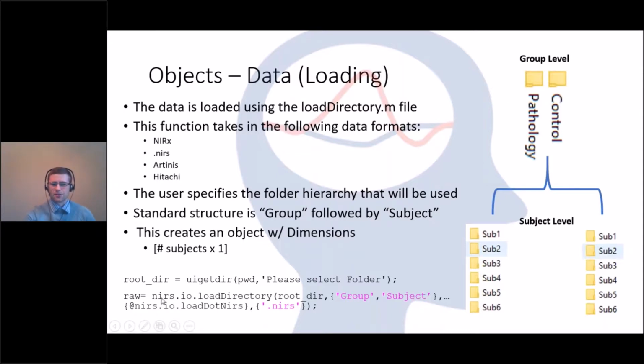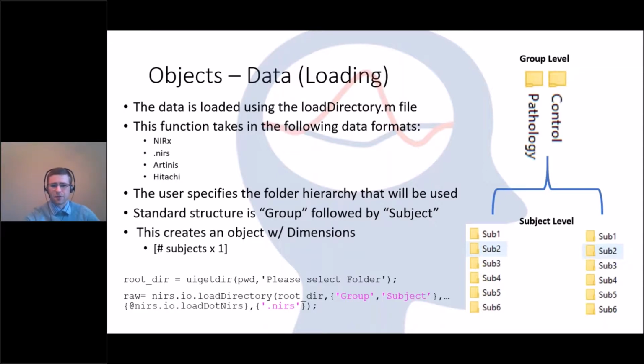When I actually call the load directory, I'm going to input this root directory. So it's going to be NIRS, which is that NIRS folder, if you recall. Then there's a subfolder called IO, and then a function within the IO folder called load directory. The parameters for that can be found in the load directory function in the comments, but it can be a little confusing to read through those sometimes.